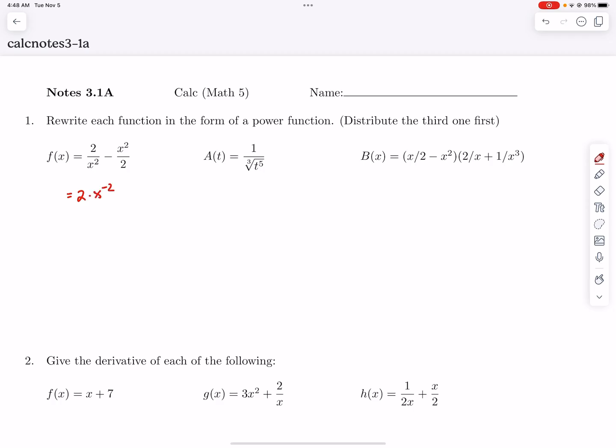2x to the negative 2, the derivative would end up with x to the negative 3, not x to the negative 1. Also, 2 in the denominator is not 2, it's a 1/2. So, watching for that. This is t to the negative 5/3. Notice we're not trying to take derivatives at this stage. I'm just practicing rewriting things right now.